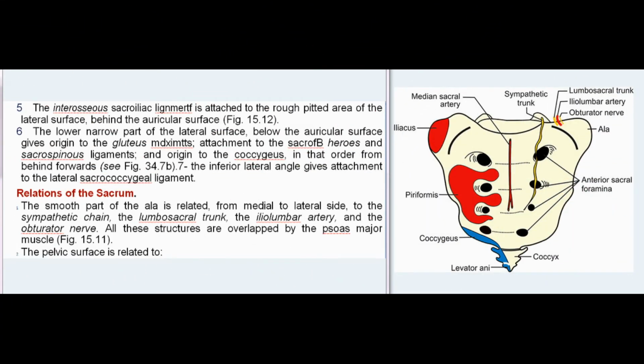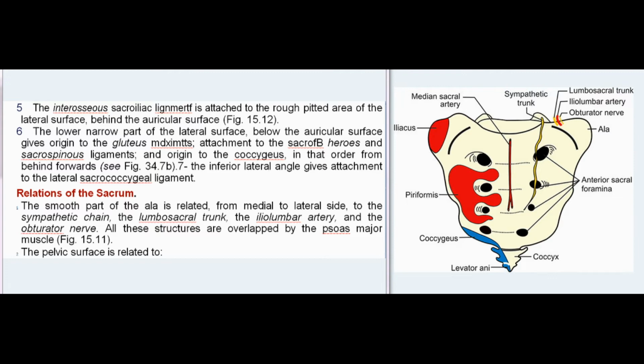5. The interosseous sacroiliac ligament is attached to the rough pitted area of the lateral surface, behind the auricular surface, Fig 15.12. 6. The lower narrow part of the lateral surface, below the auricular surface, gives origin to the gluteus maximus, attachment to the sacrotuberous and sacrospinous ligaments, and origin to the coccygeus, in that order from behind forwards, see Fig 34.7b. 7. The inferior lateral angle gives attachment to the lateral sacrococcygeal ligament.